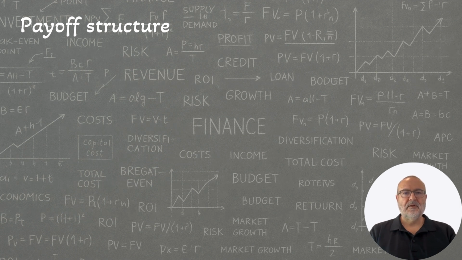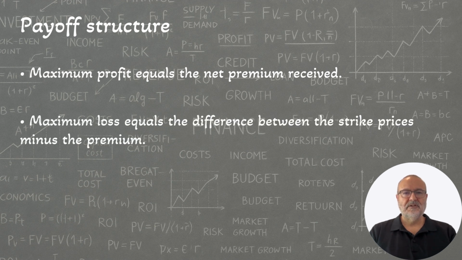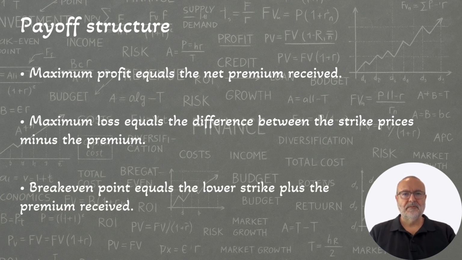Here's a summary of the payoff structure. Maximum profit equals the net premium received. Maximum loss equals the difference between the strike prices minus the premium. Break-even point equals the lower strike plus the premium received.